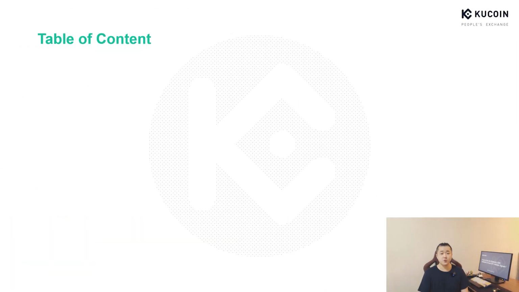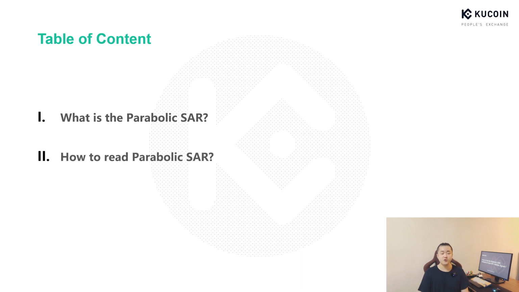Before we begin today's video, let's look at the table of contents. As usual, we will focus on three areas. The first is to discover the meaning of Parabolic SAR. Then, we will use our KuCoin trading system to try using this indicator. Last, I will support you with practical technical strategies by analyzing Bitcoin's quotation.